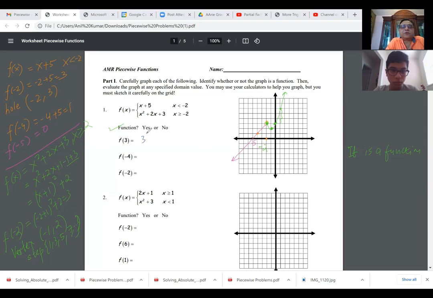So you have 3 squared plus 2 times 3 plus 3, right? And you get what? 9 plus 6 is 15, plus 3 is 18, right? And -4 will be on the linear side, right? So it is -4 plus 5, as we calculated earlier, is 1. And at -2, the value will be equal to 3. We have to use the quadratic function, right? Which we did. So from there, we can write that the value is 3.